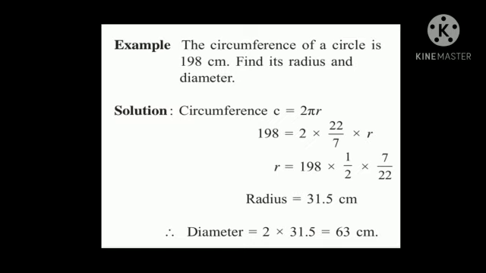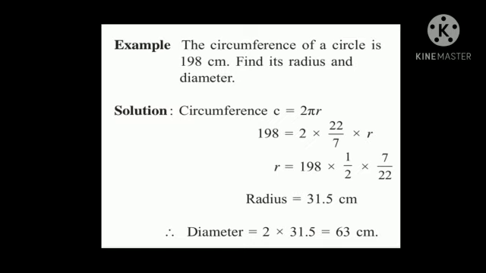The circumference of a circle is 198 cm. Find its radius and diameter. Children, here we have already been provided with the value of circumference, that is 198, and we are told to find out the radius and diameter. So to find out the diameter, we will first find out the radius. So we will use the formula circumference is equal to 2 pi r. After substituting the values, we get the value of radius as 31.5 centimeter.